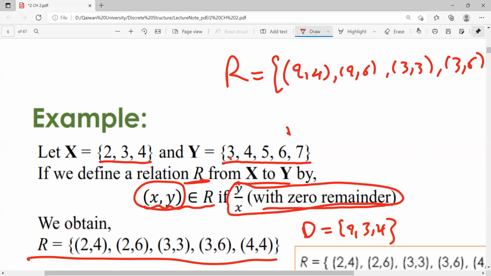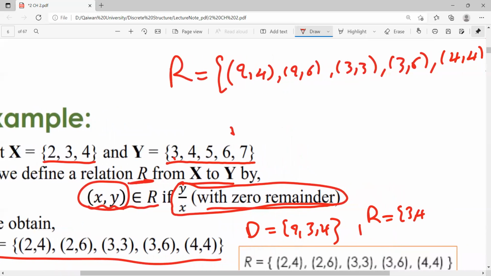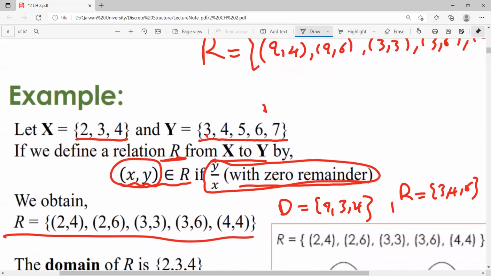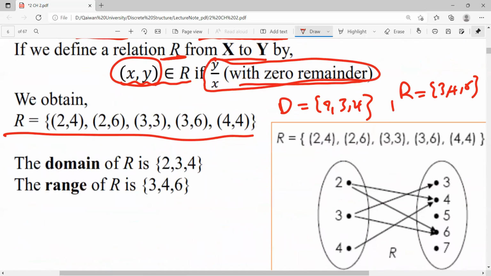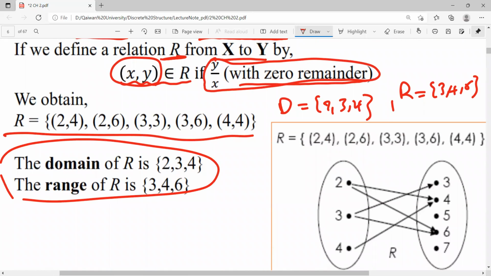How about the range? 3, 4, 6. Do you have any other number? No. So the range is 3, 4, and 6. These are the domain and range.